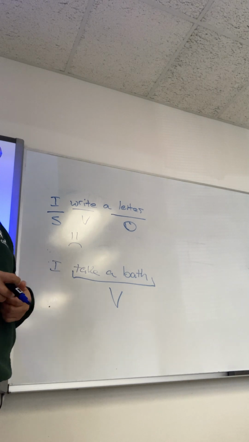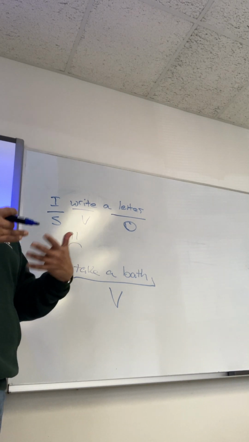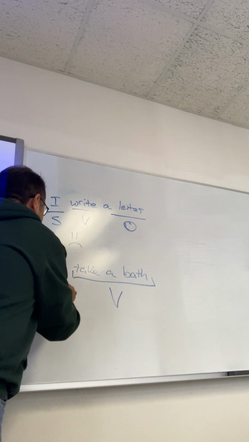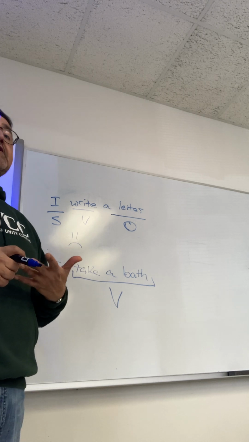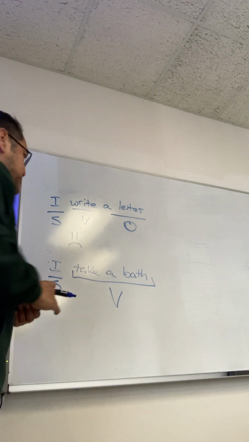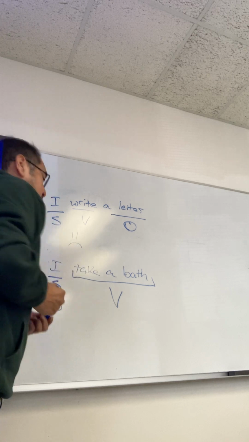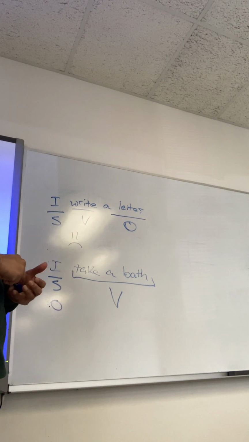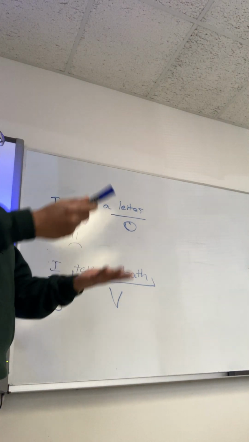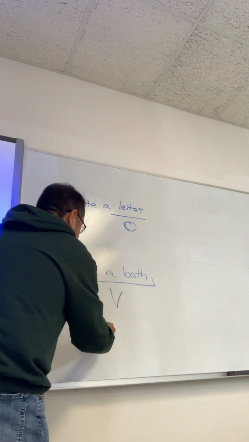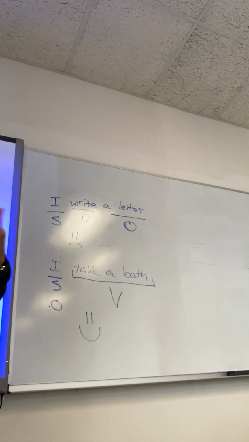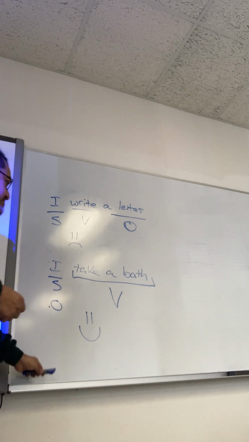The subject of the sentence, who is doing the bathing? I am. Whom is receiving the bath? Well, I'm also receiving the bath in addition to doing the bath. So this is, I'm gonna draw a happy face, a reflexive sentence because the subject and the object are the same thing, okay?